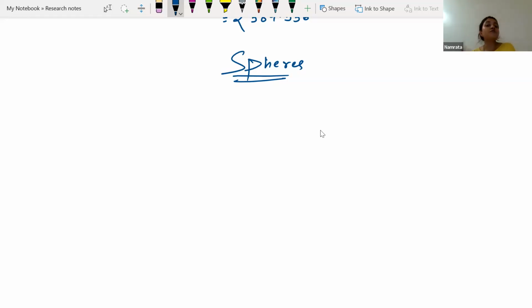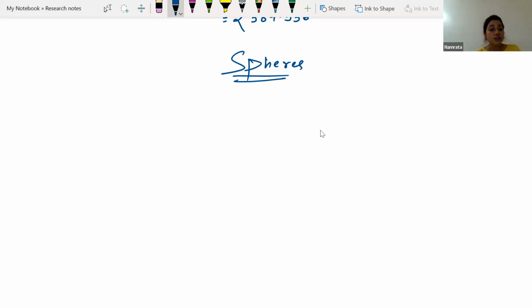But a sphere is different from a circle. A sphere is a three-dimensional shape, which looks like an orange or a globe. Examples of a sphere can be a globe or any ball. Circle and sphere are different shapes. A circle is a two-dimensional shape, a flat surface. A sphere is a three-dimensional shape.